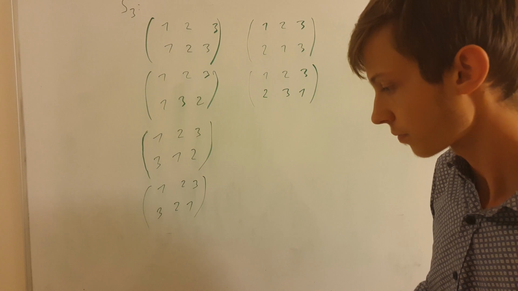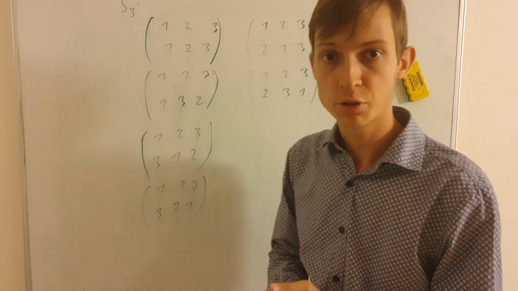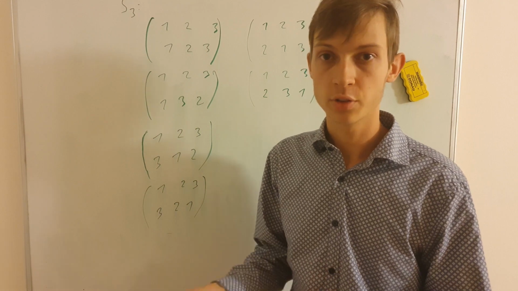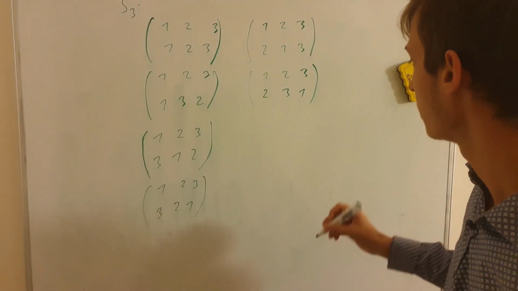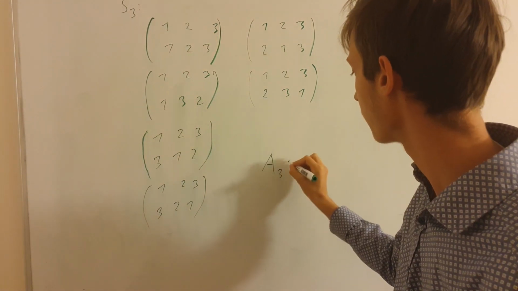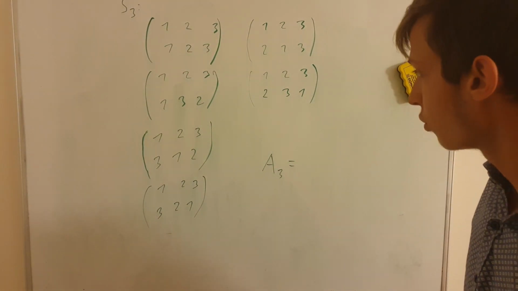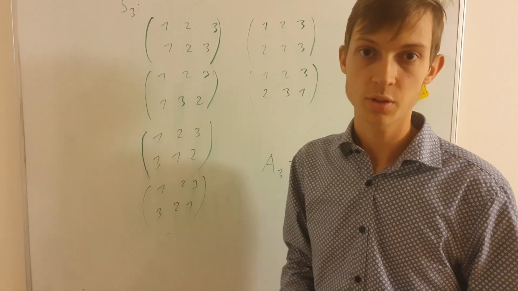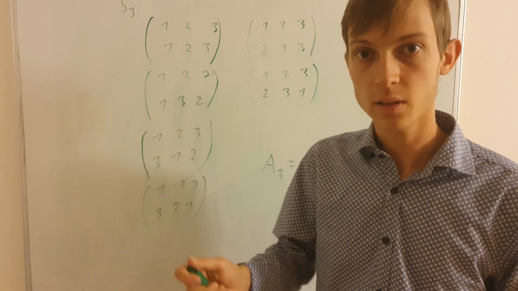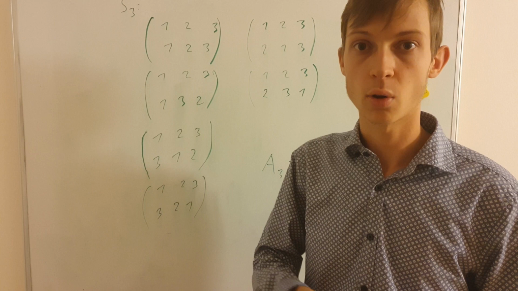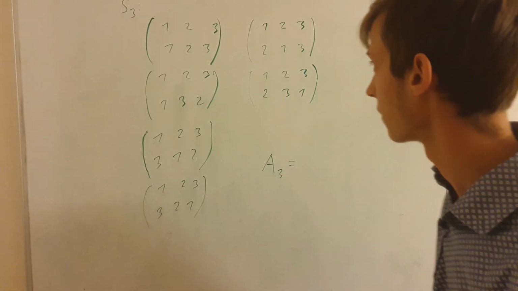And now let's determine which of them will be in the alternating group, which will be denoted as, if this was S3, this will be A3. So we only want so-called even permutations. Even permutations, as I said, are the ones that we can write in cycle notation as a product of only two-cycles, only so-called transpositions.